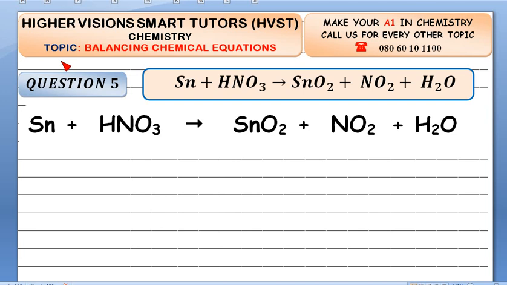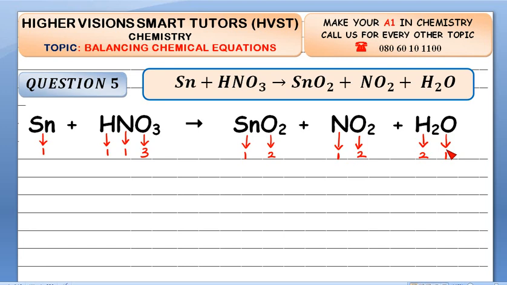First of all, for this tin, Sn, there is only one atom, so I put 1. Hydrogen, we also have 1 atom. For nitrogen, we also have 1 atom. For oxygen, we have O3, that's 3 atoms of oxygen. For Sn tin again, we have 1. For oxygen, we have 2 atoms, O2. Nitrogen, we have 1 here, and for oxygen O2 we still have 2 atoms of oxygen. For hydrogen here we have 2 atoms, H2, and then here we have 1 atom of oxygen.